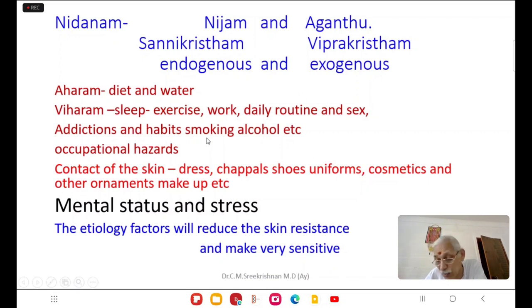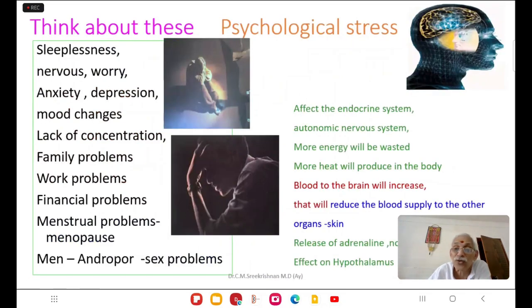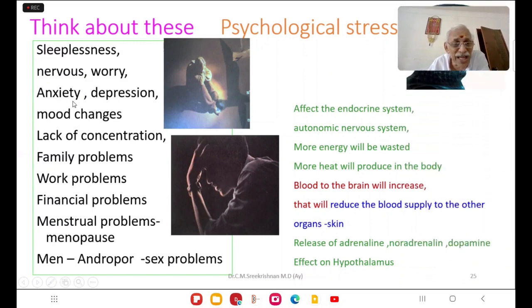Of course, lifestyle is very important in skin disease. So think about stress. Nowadays, it is very, very important, especially for psoriasis and other autoimmune diseases. And sleeplessness, nervousness, worry, anxiety, depression, mood change, lack of concentration, family problem, work problem, financial problem, menstrual problem, menopause. And in men, it is called andropause, and sex problems. All these cause a stressful effect.